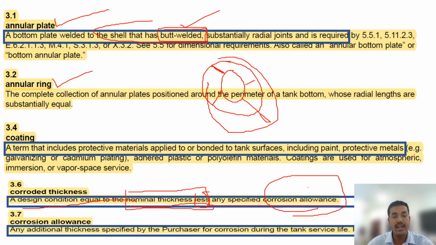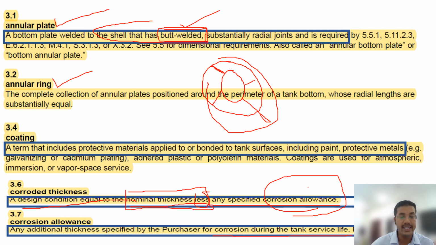Less any specified corrosion allowance. Corrosion allowance is any condition thickness specified by the purchaser for corrosion during the tank service life. Let's say corrosion is 1 mm per year, so 10 years is 10 mm. So they have to add it in the design thickness. Design thickness 15 mm plus corrosion allowance 10 mm, so 25 mm. So this is called corrosion allowance.